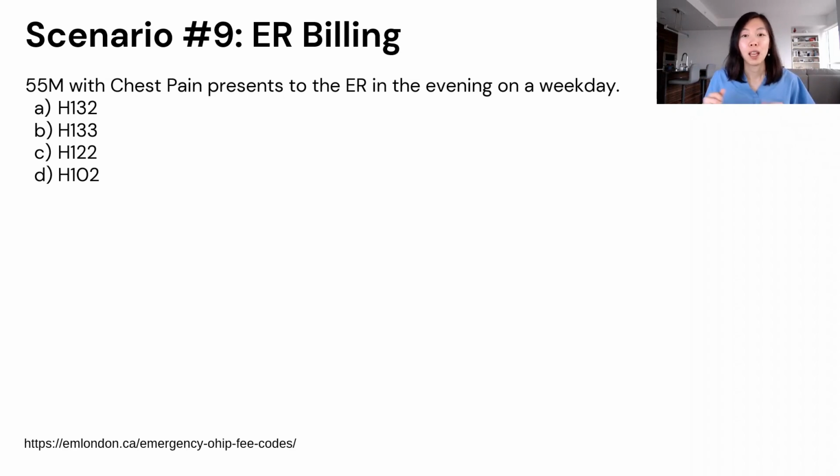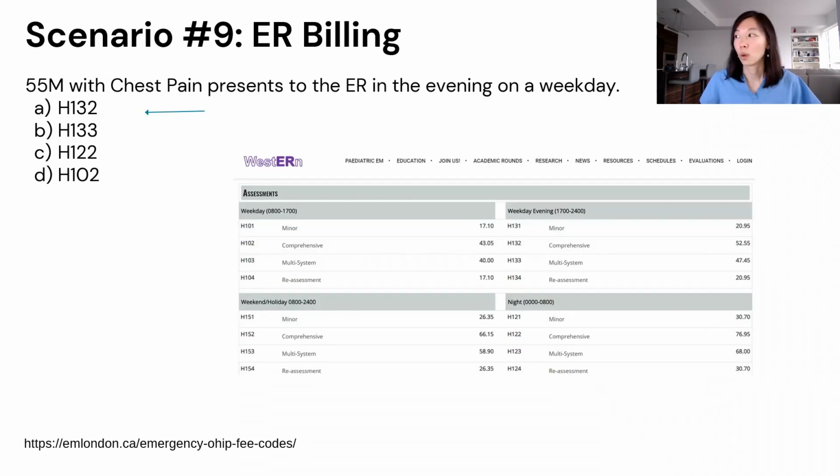So if you're watching this, you can feel free to Google or type in this link to find the answer. If you write the answer down, the answer is H132, which is a comprehensive visit for the weekday evening, 5 p.m. to midnight. Some people might ask, what's the difference between H132 and H133?